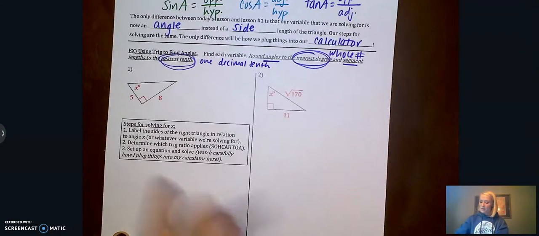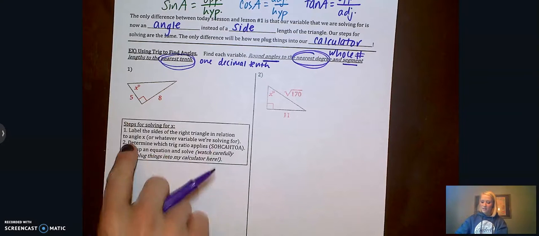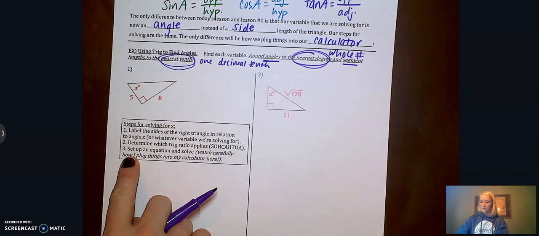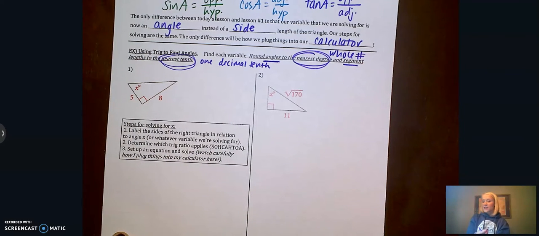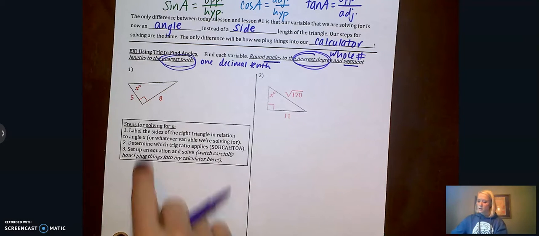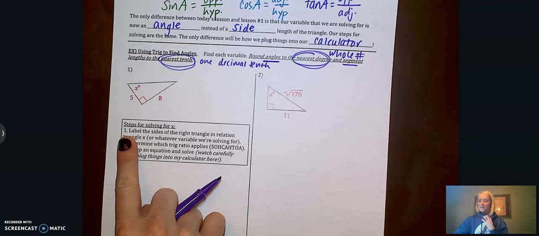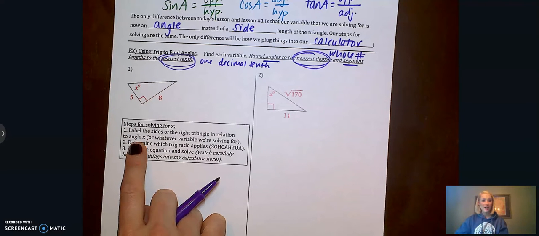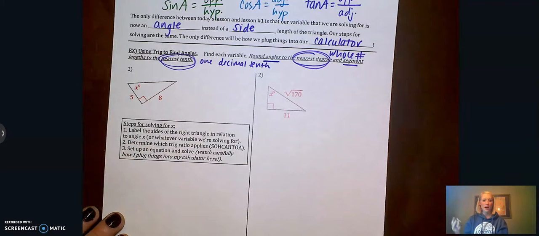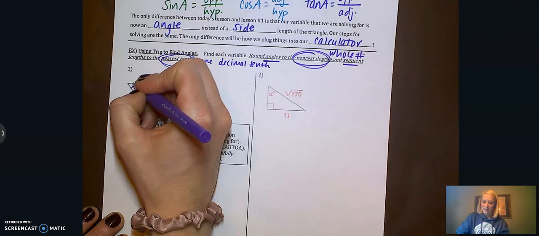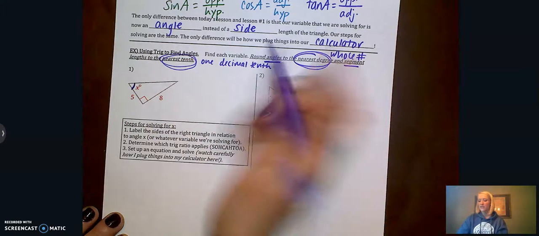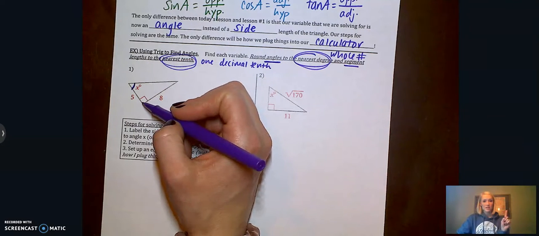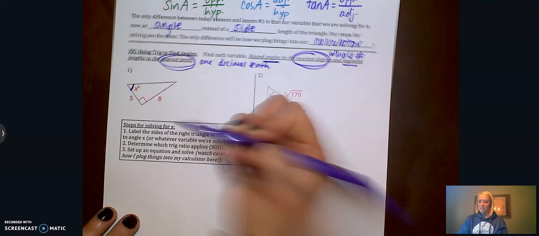Okay, so number 1, the steps start out the same. Again, everything's going to be the same except for step 3. So this will be a good review of last lesson. Or if you were really good with last lesson, this should be a breeze. So first step, in my opinion, is to label the sides of the triangle in relation to angle X, or if they call it W, Y, whatever. This angle that is labeled here, whether I have it or not, I'm going to label the 3 sides of the triangle in relation to that.